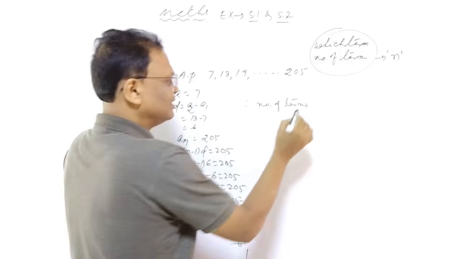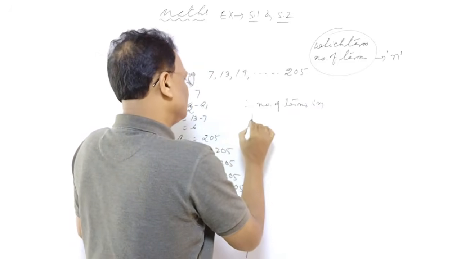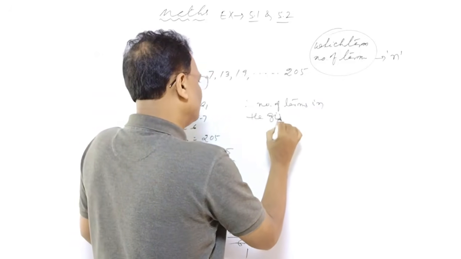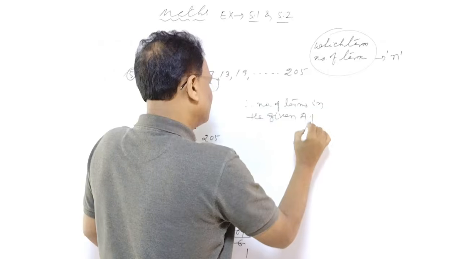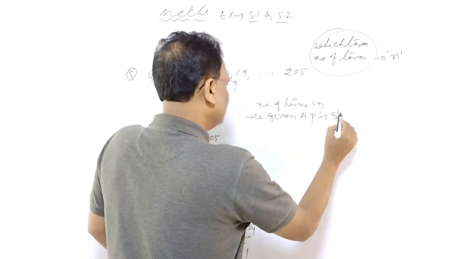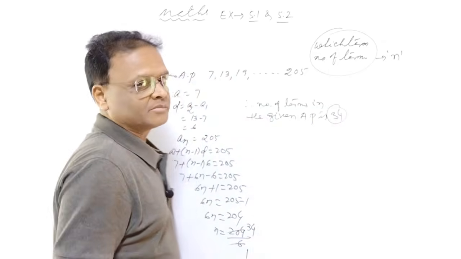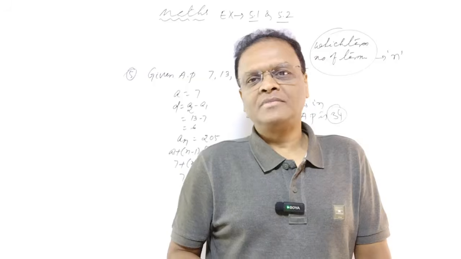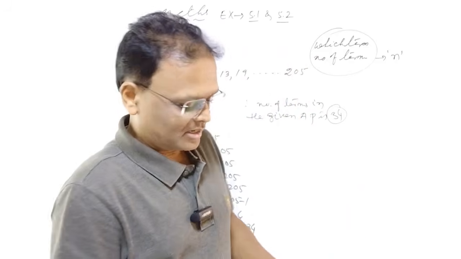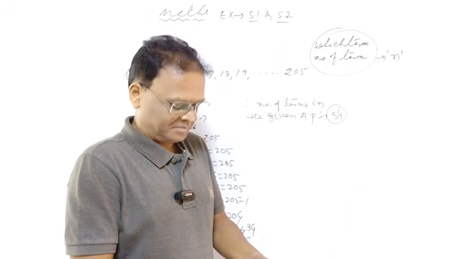Therefore, the number of terms in the given AP is, how many terms are there? 34 terms are there in this AP.